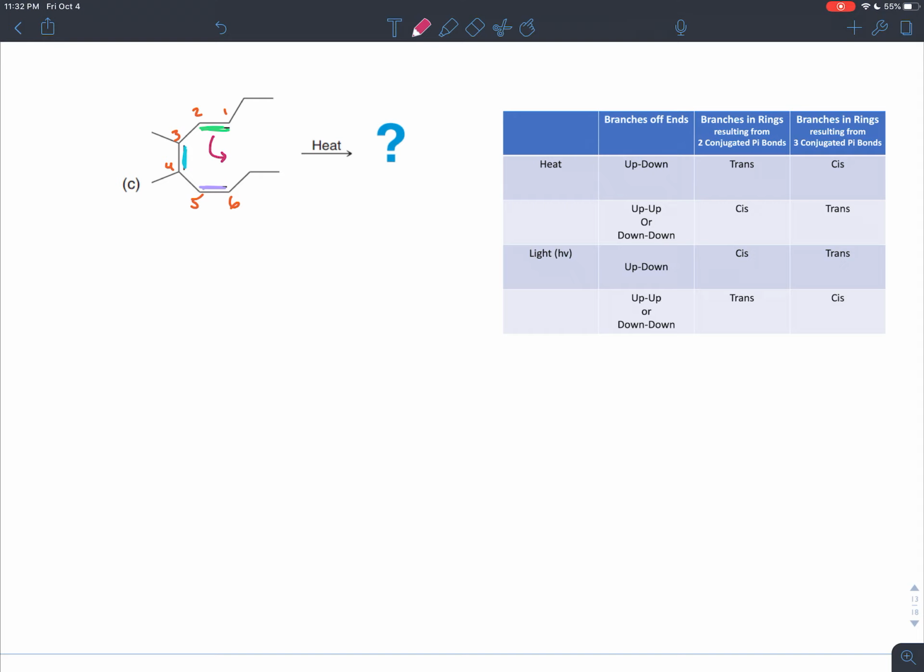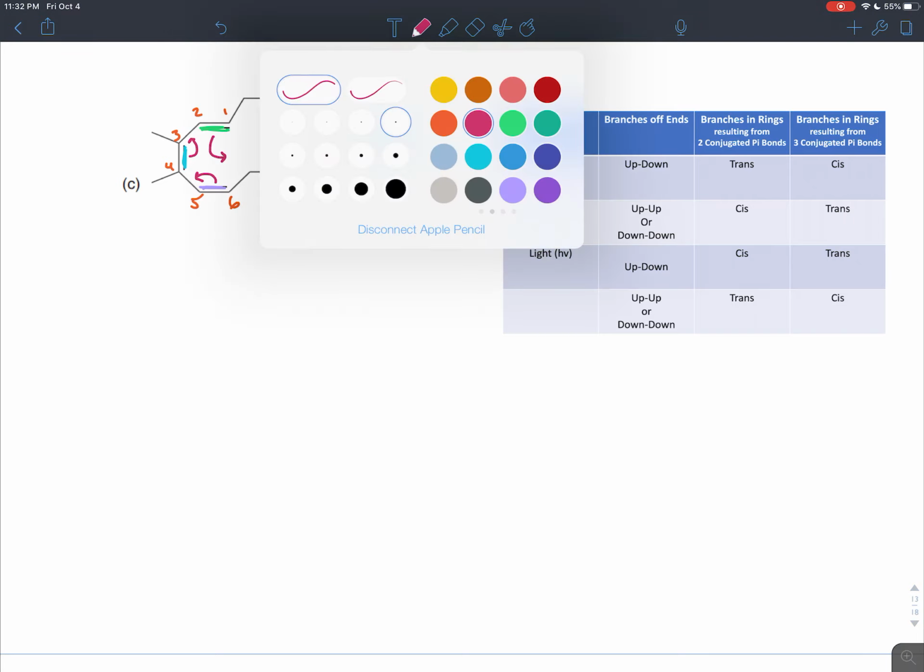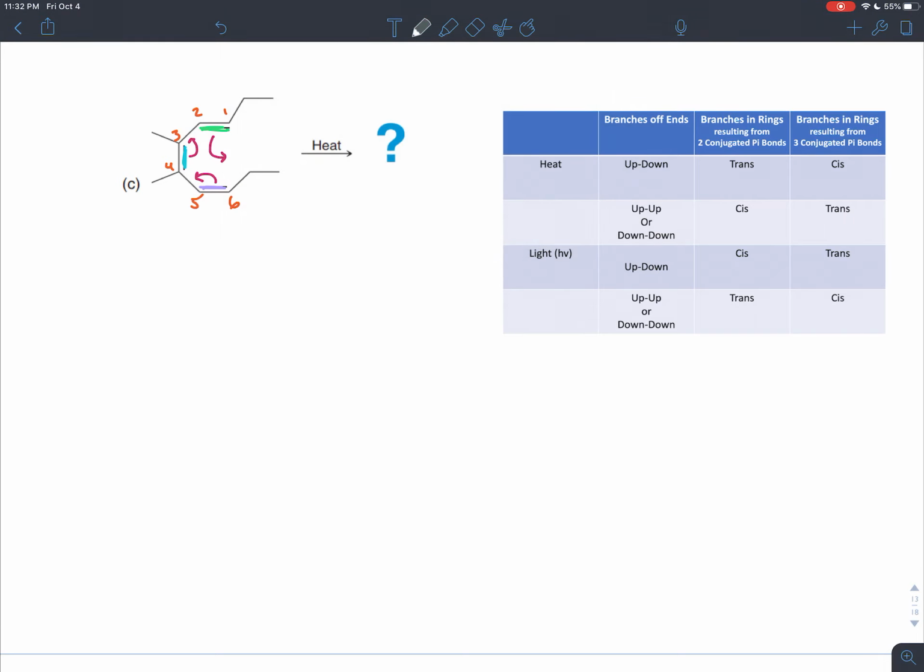So this green one I'm going to move to create a sigma bond between carbon 1 and 6. The purple will move to create a pi bond between 4 and 5, and the blue will move to create a pi bond between 2 and 3. So I'm going to draw first something that looks a little weird, but it'll resemble that original structure. And then once I have that, I can always change the way it looks. So let me number this.